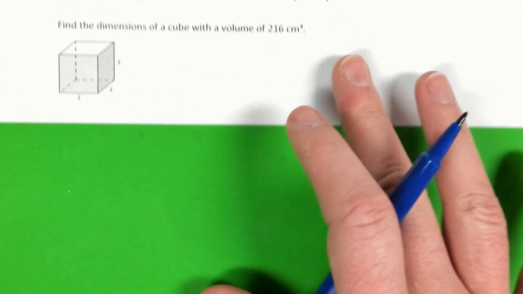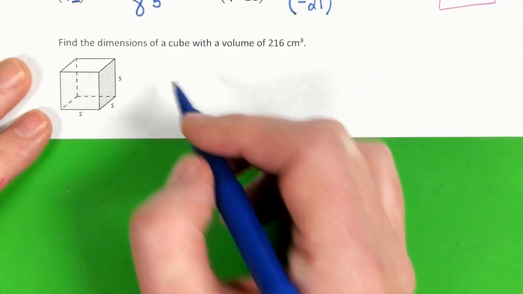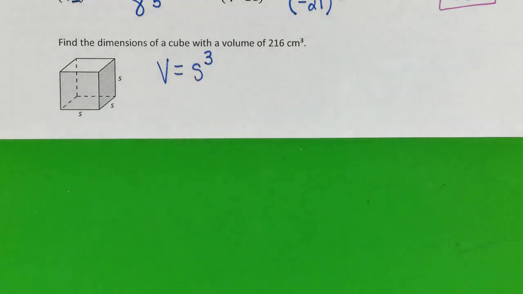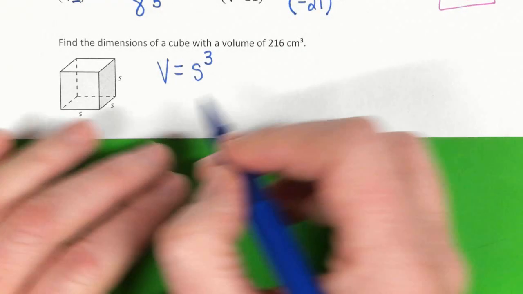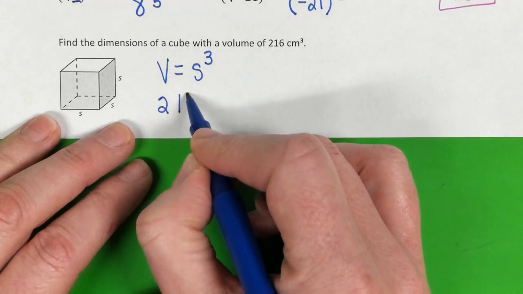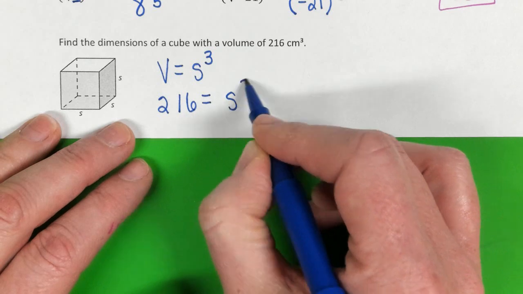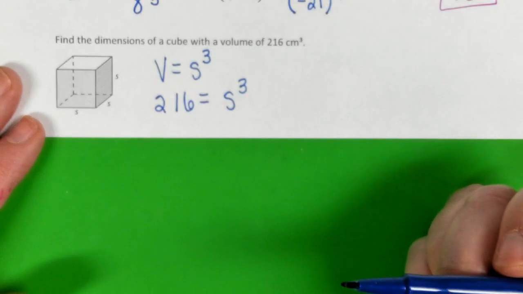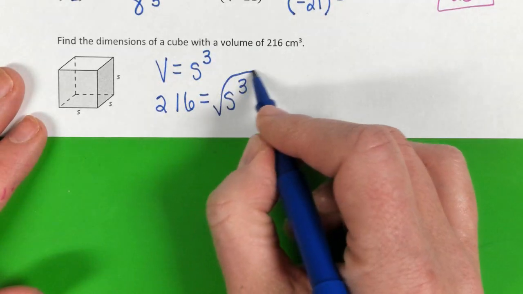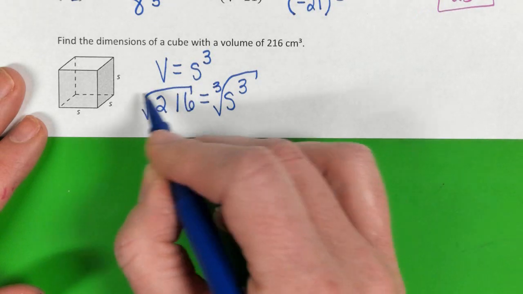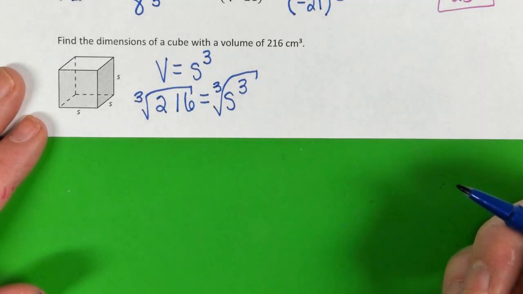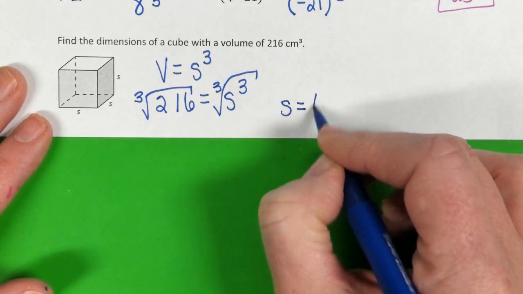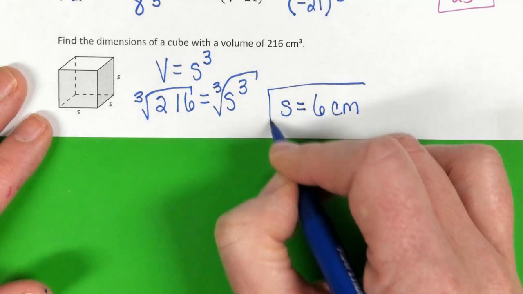Okay, last example is a volume problem. The volume of a cube is volume equals s cubed because all the sides are the same. So if I know the volume is 216, how would I undo a cube? I would undo a cube by doing the cubed root. So all we have to do is the cubed root of 216. And so the one side is 6 centimeters. Okay?